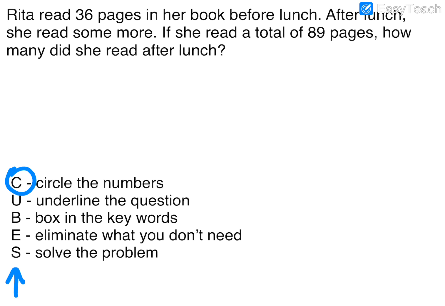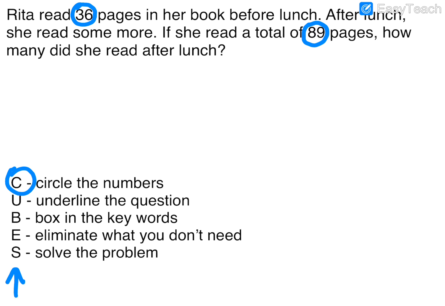So I'm going to read my problem out loud. I'm going to find my numbers, and then I'm going to circle those numbers. Rita read 36 pages in her book before lunch. After lunch, she read some more. If she read a total of 89 pages, how many did she read after lunch? I see two numbers. The first number is 36, and the second number is 89.